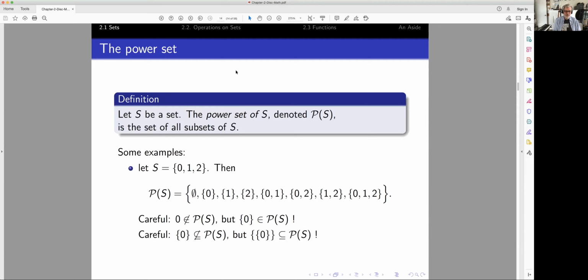If the set S consists of elements 0, 1, 2, then its power set is the following set. So what are the subsets of S?